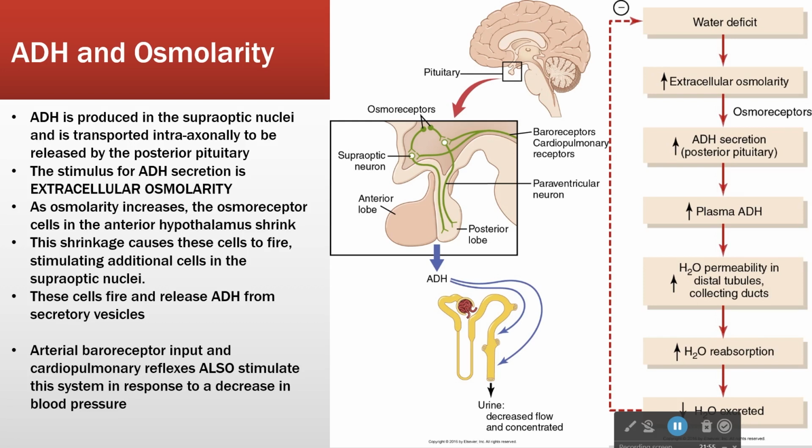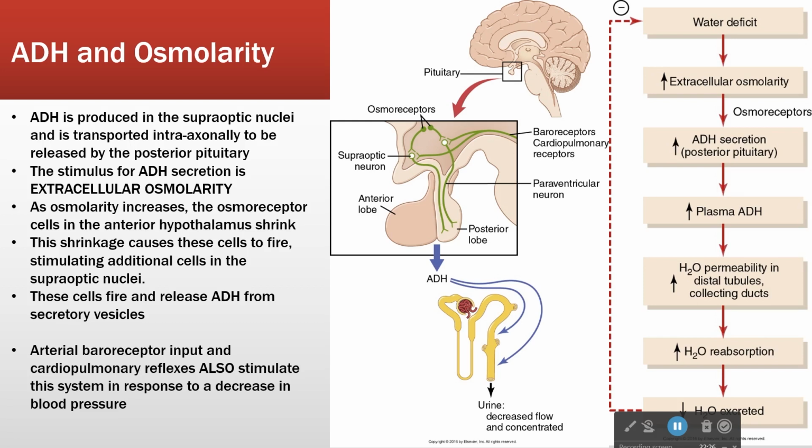So instead of releasing a neurotransmitter across a synapse, the neurons that release ADH are releasing ADH into the bloodstream instead. So instead of a synapse, you've got capillaries on the other side. So the ADH is actually produced up here in the hypothalamus and then shipped down the axon for release at the distal end of those, at the distal part of the posterior lobe.